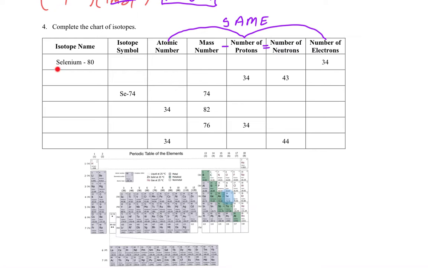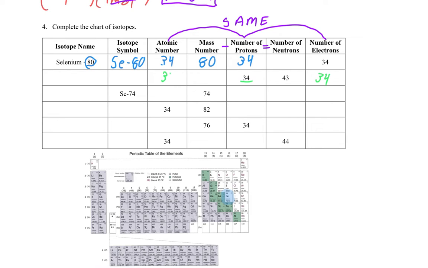In the first one, we're dealing with selenium 80, so we have to find selenium. Selenium element 34, 2 below oxygen in column 16. All right, well, its atomic number is 34. That means the protons are 34, the electrons are 34. This number after the name is the mass. That's how we can tell it's an isotope. We also put that number in the symbol. Selenium is Se, we put that 80 there.